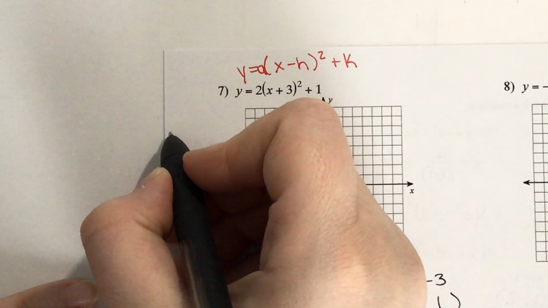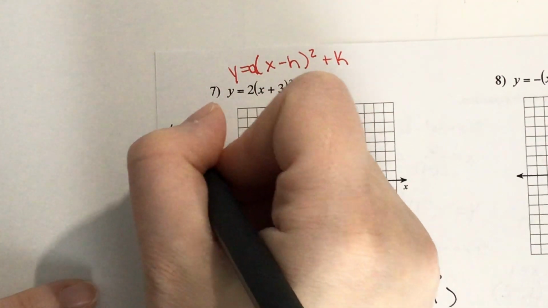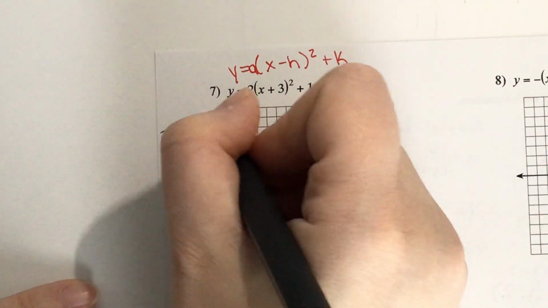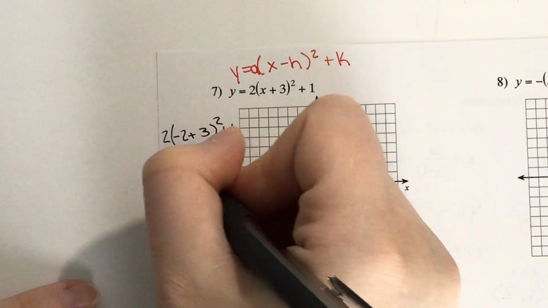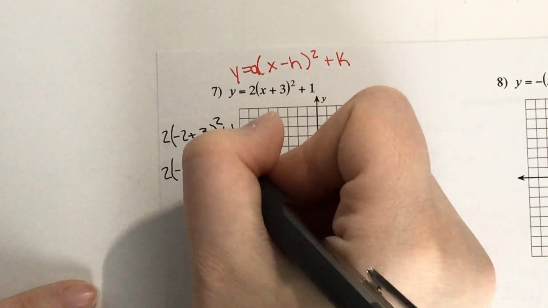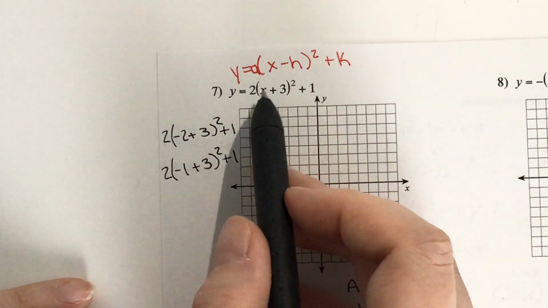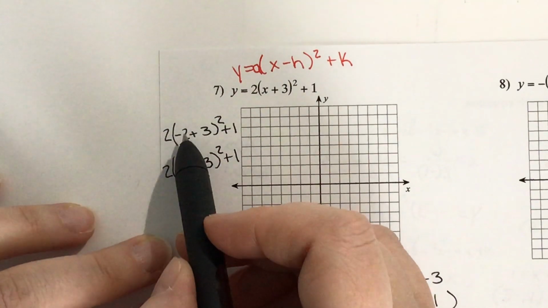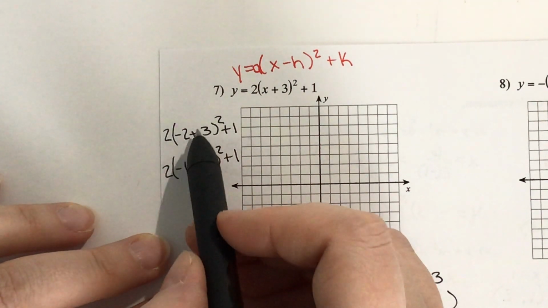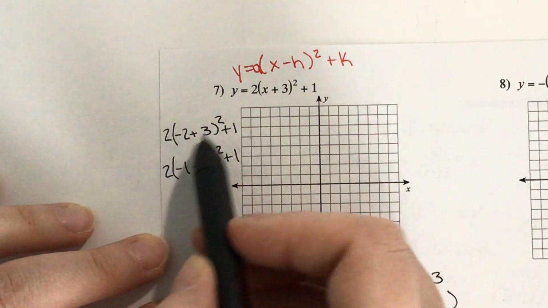Here we go. I'll do it over here if I write small. 2 times negative 2 plus 3 squared plus 1. And then I'm plugging in negative 1. So 2 times negative 1 plus 3 squared plus 1. All I did was take the negative 1 and the negative 2 and plug them in for x. Okay? So negative 2 plus 3 is 1. 1 squared is 1 times 2 is 2. So 2 plus 1 is 3.